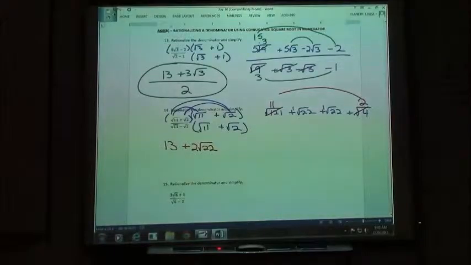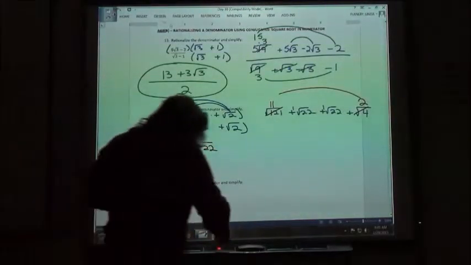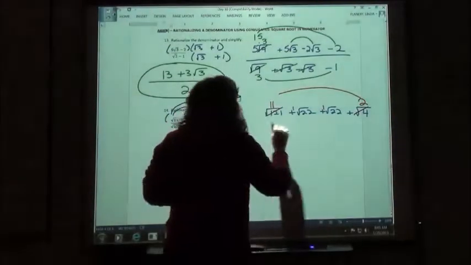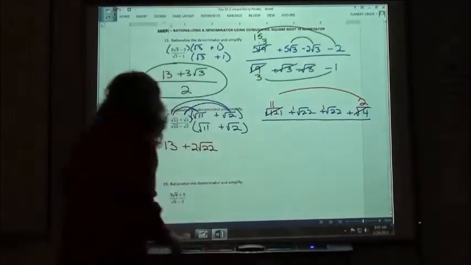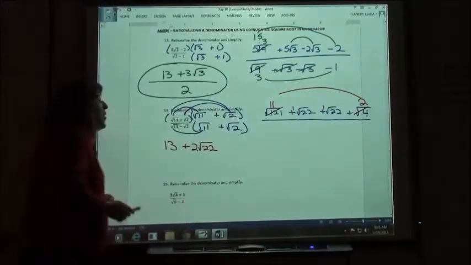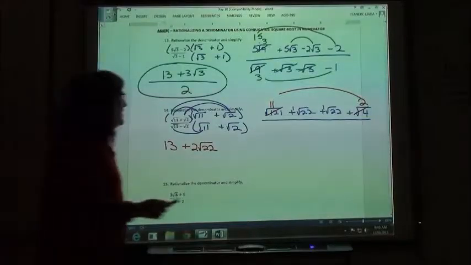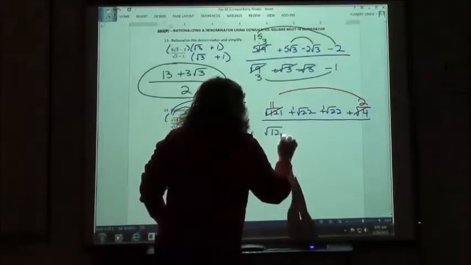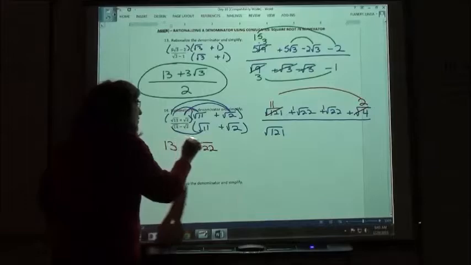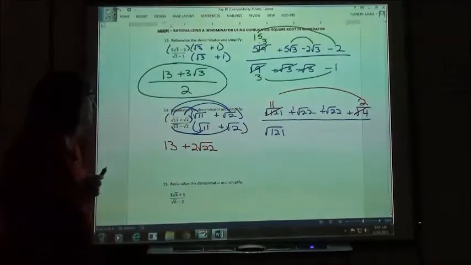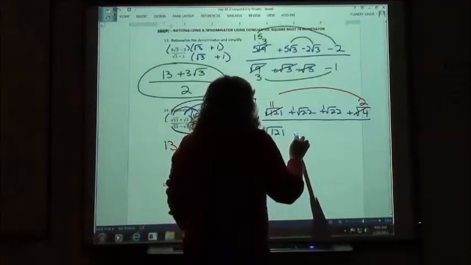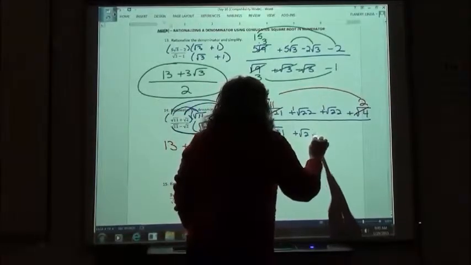We've got the top all done. We can do the bottom. So on the bottom, when we FOIL that out, square root of 11 times the square root of 11, that's the square root of 121. Then we do the outside: square root of 11 times the square root of 2, positive square root of 22.